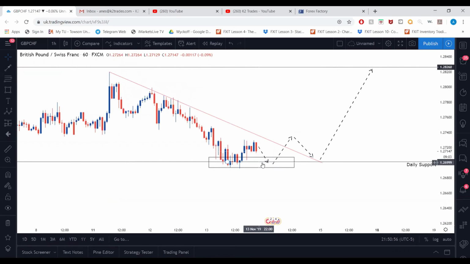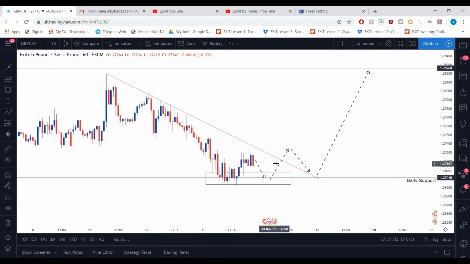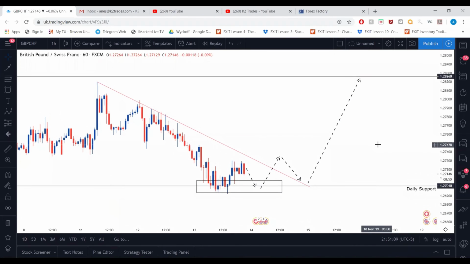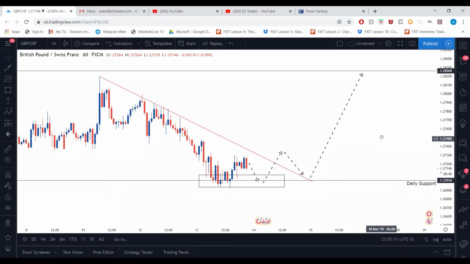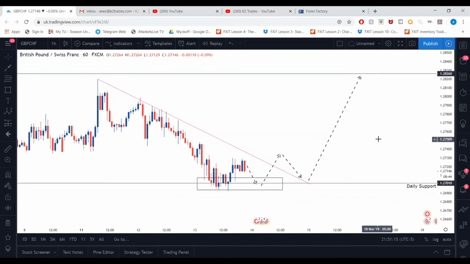But as of right now, I'm favoring this bullish breakout eventually. This might go sideways for a few more hours until London, and then we might get some nice move. So definitely both scenarios are possible, but currently I'm favoring a bullish move on this pair back to 1.2860.